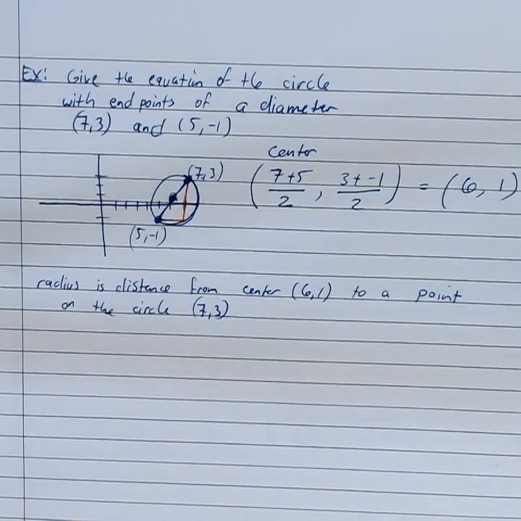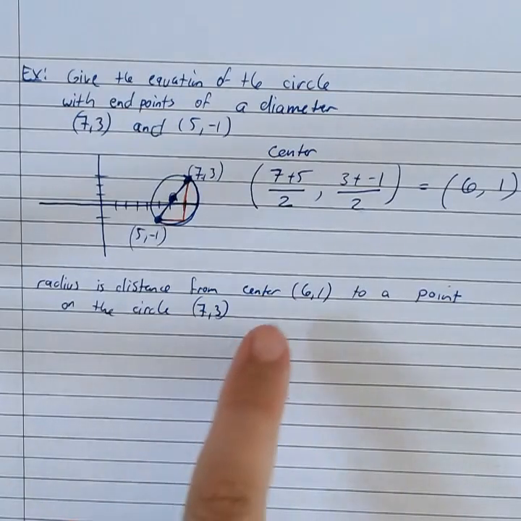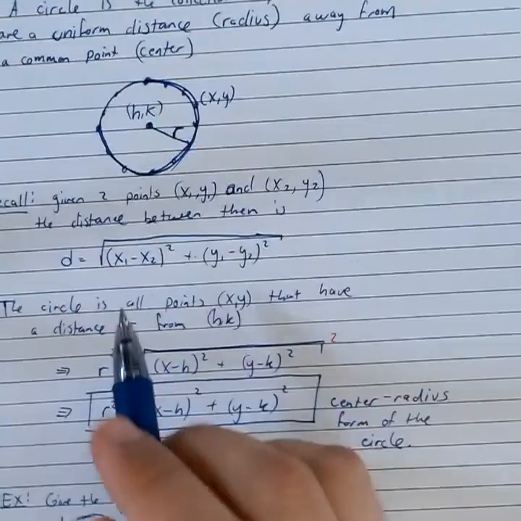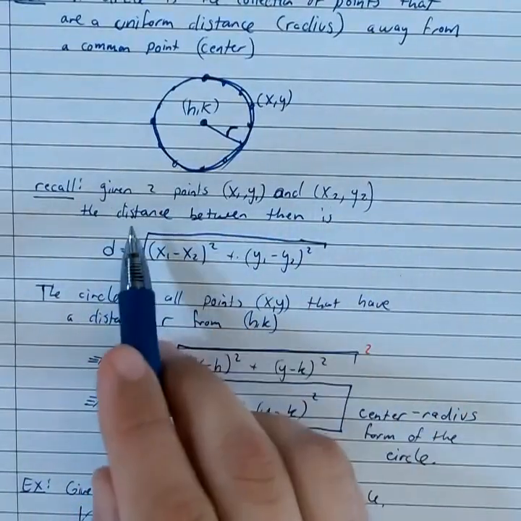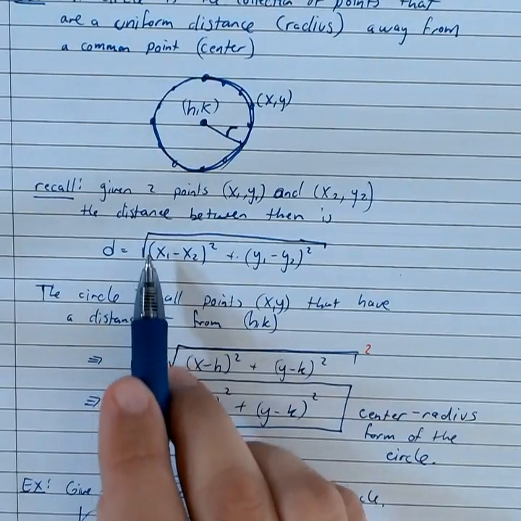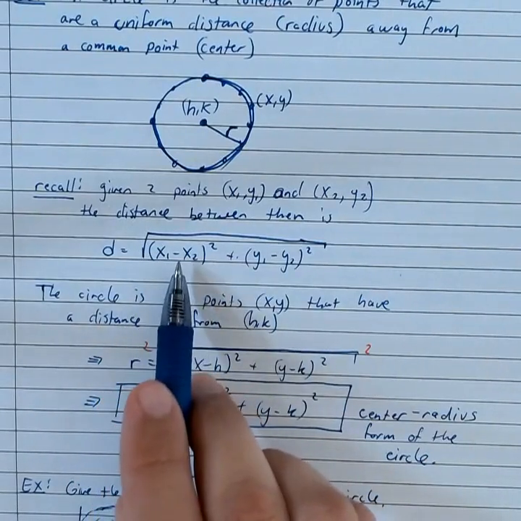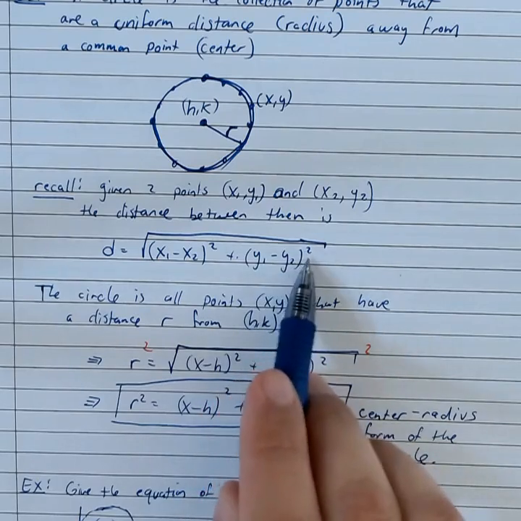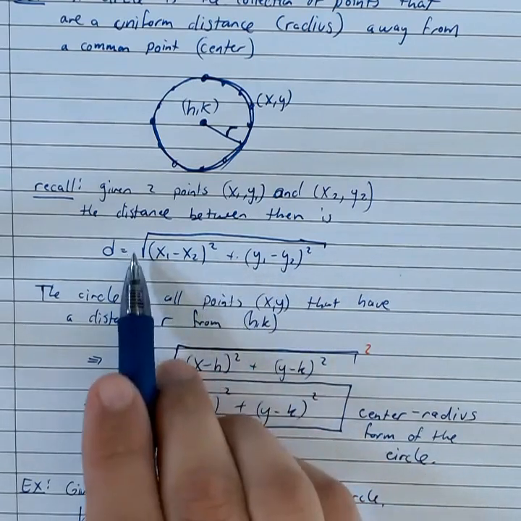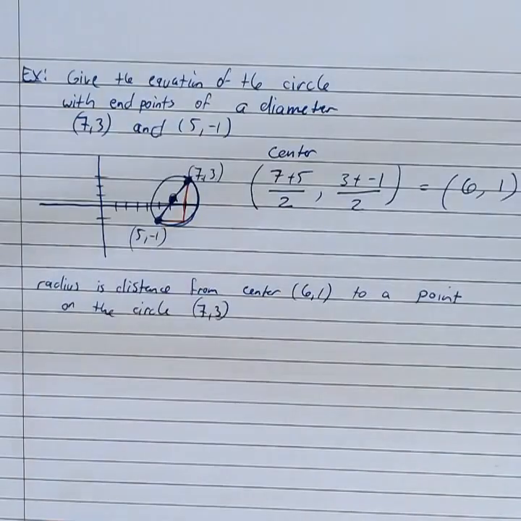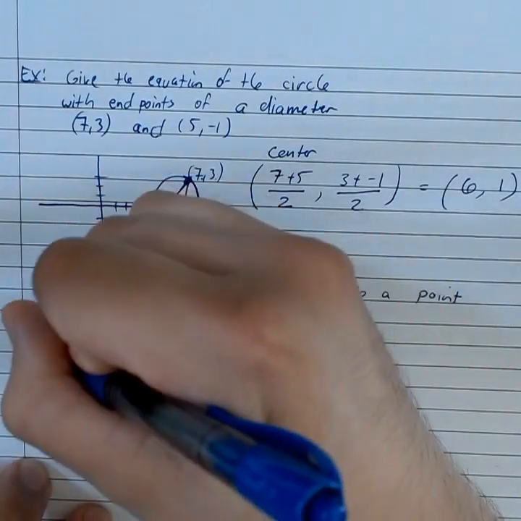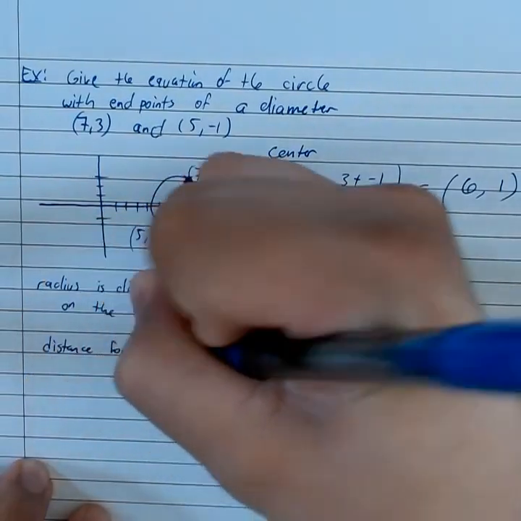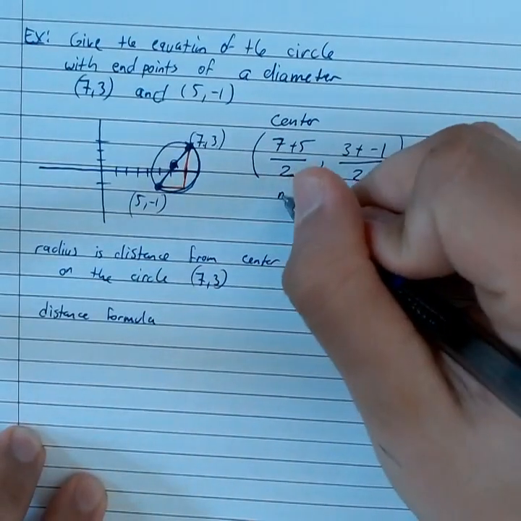Okay, so how do I find the distance between my center and my point on the circle? Well, again, we have a formula for that. Given 2 points, the distance between them is, you're going to take the x values and subtract them, square it. Take the y values and subtract them, square it, add those, and then take the square root. That's called the distance formula. So let's see the distance formula. Incidentally, this right here, this is called the midpoint formula.